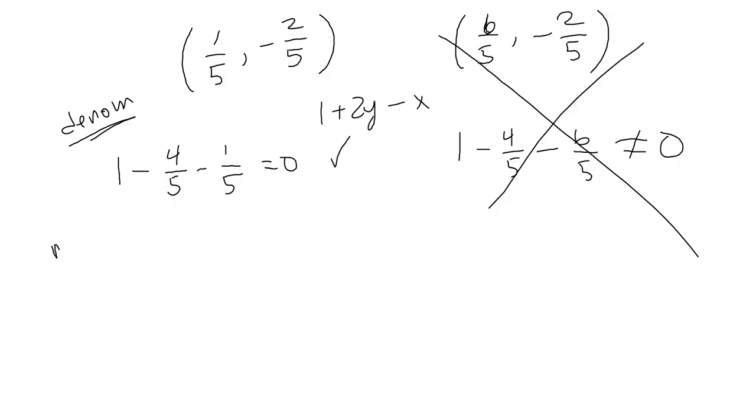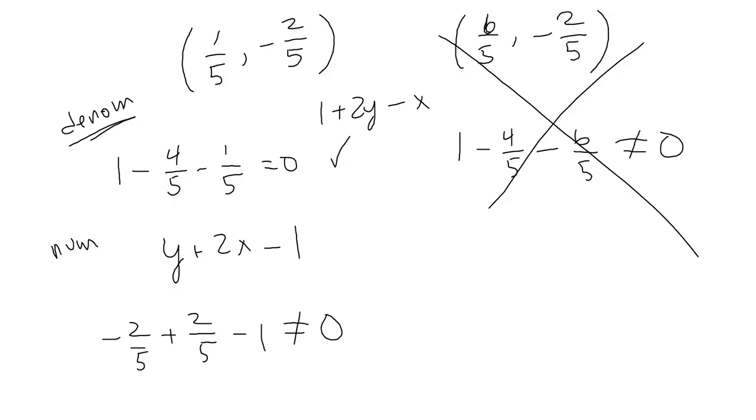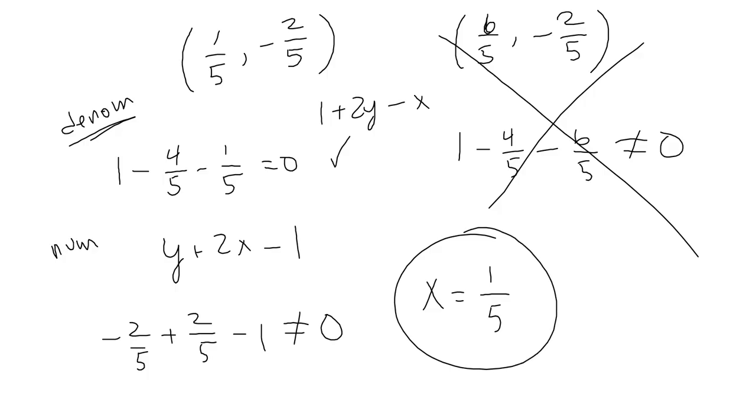Then we have to check it in the numerator, right? Remembering that our numerator of our derivative was y plus 2x minus 1, to make sure that it's not equal to 0. Well, our y value is negative 2/5, and we need to add to that 2 times 1/5, and then subtract 1. Well, that doesn't equal 0, which is a good thing. That means that this does yield us a vertical tangent line. So we have another vertical tangent line here of x equals 1/5.